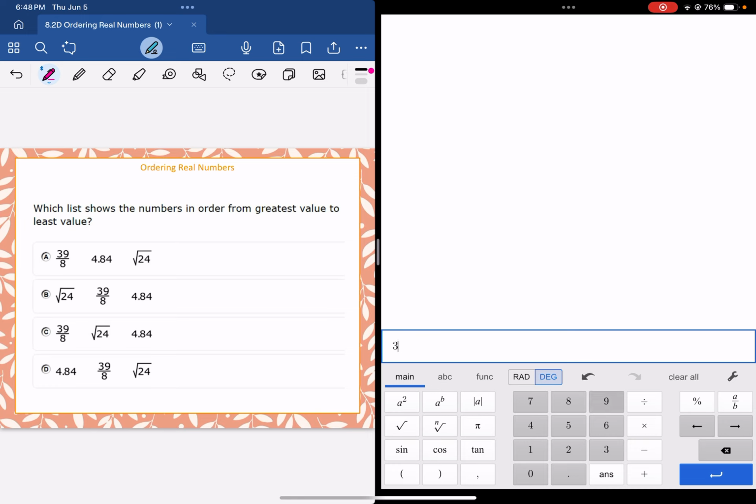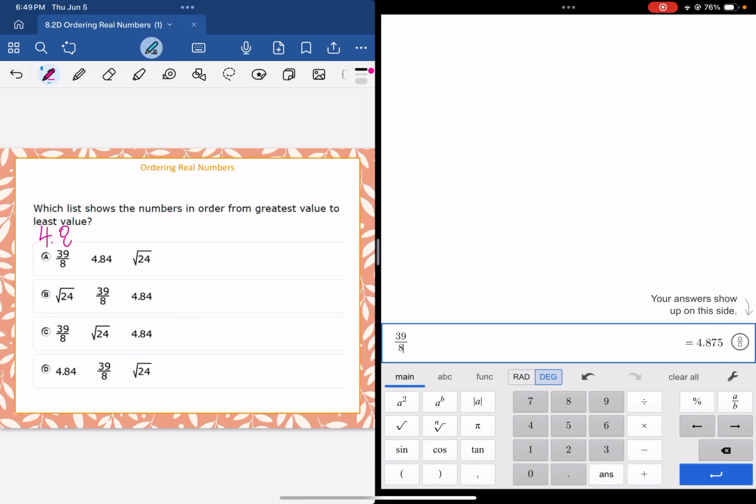So for the first one, it's 39 divided by 8. So the decimal is 4.875. However, I'm going to convert it to a percent by moving the decimal 2 places to the right, because when you go from a decimal to a percent, you multiply by 100, but you show it by moving 2 to the right. So it's 4.87. I'm not going to use the third number unless I need it. So it ends up being 487%.